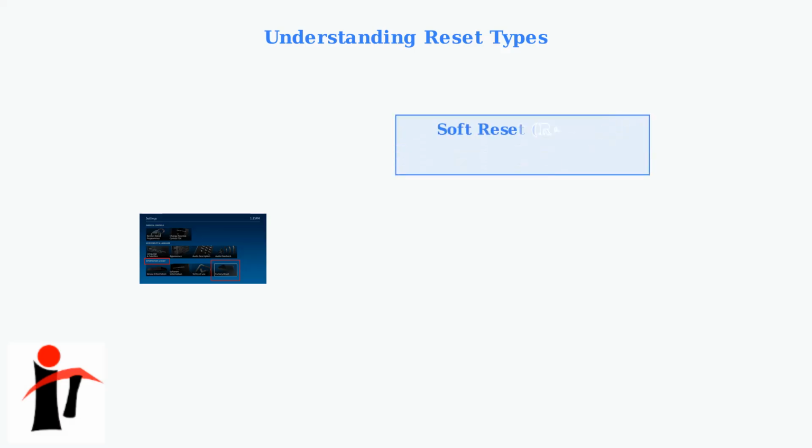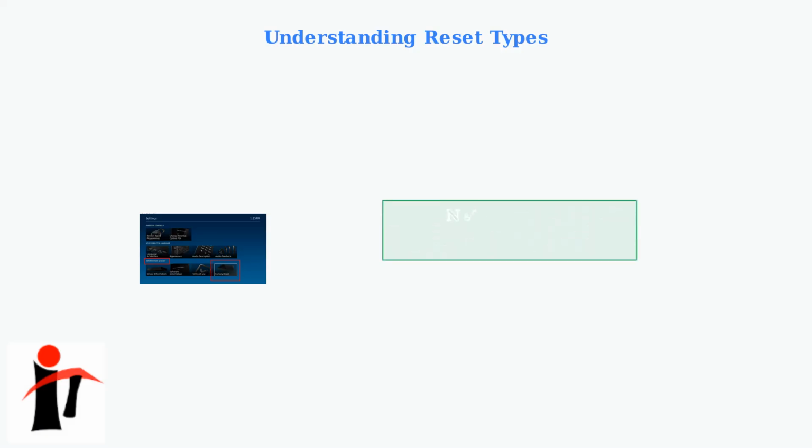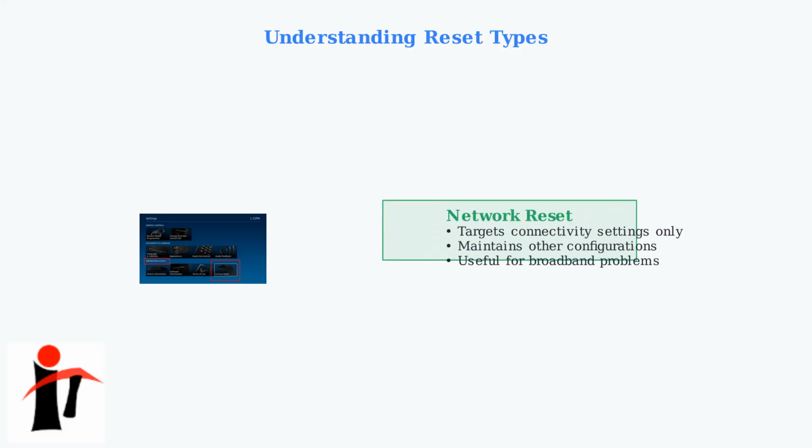A soft reset, also called a restart, only clears temporary memory while preserving all your settings and recordings. This is the gentlest option for resolving minor software glitches. A factory reset or hard reset completely restores your system to its default state. This erases all personal data, settings, and recordings, but is necessary for major software corruption issues. A network reset specifically targets connectivity settings while maintaining your other personalized configurations. This is particularly useful when dealing with broadband-related problems.